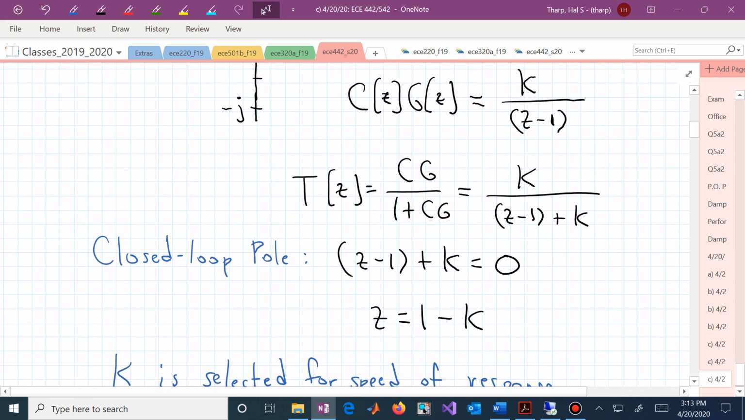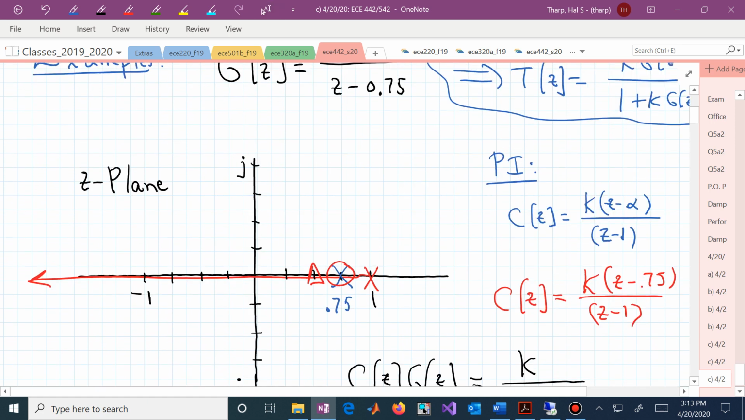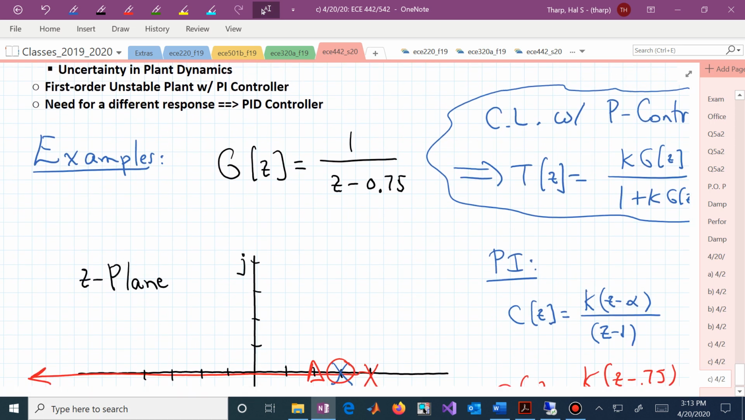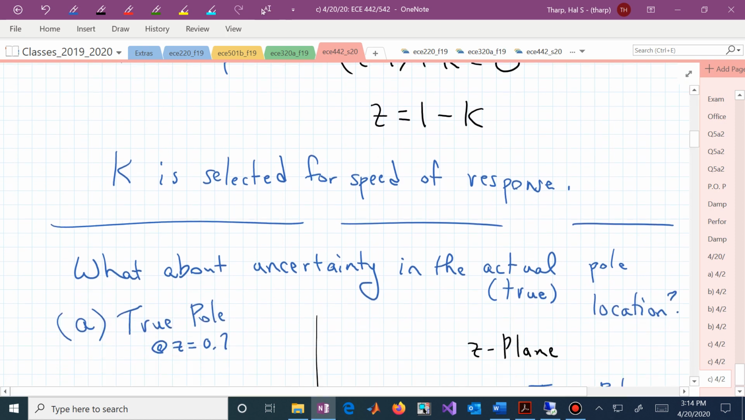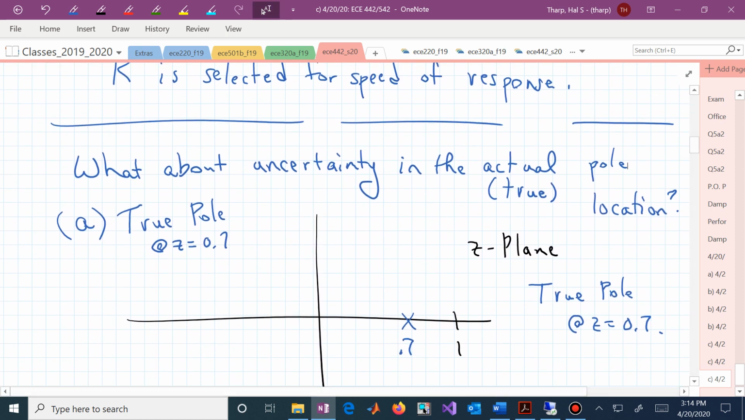What happens though if somebody says, oh, I don't know, my plant could be 0.75, it could be 0.7 in terms of its pole location, maybe it's at 0.8, I don't know, and now we've designed it based on sort of the average. We've said, oh well, let's design a controller for this plant that has a pole at 3/4. Now what do we do? Well, let's just look at what happens. How robust is our design that we just created?